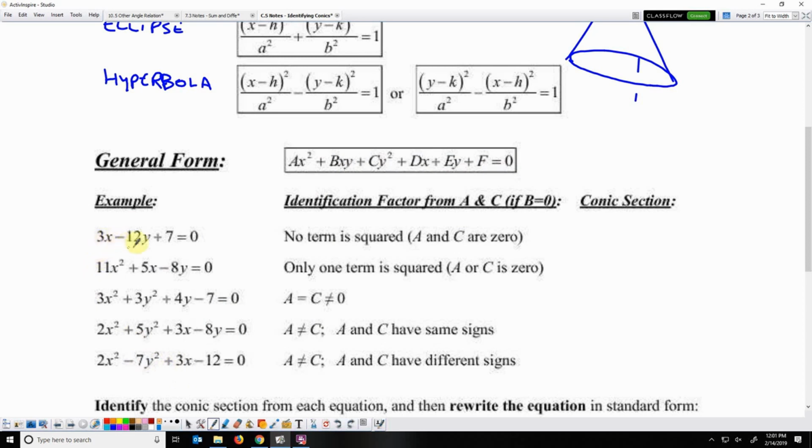So this equation right here, 3x minus 12y plus 7, has no squared terms. That means a is 0, c is 0. There's no squared terms. That is going to be a line. Next, 11x squared plus 5x minus 8y. There's only one squared term. Either the a is 0 or the c is 0. That is a parabola.